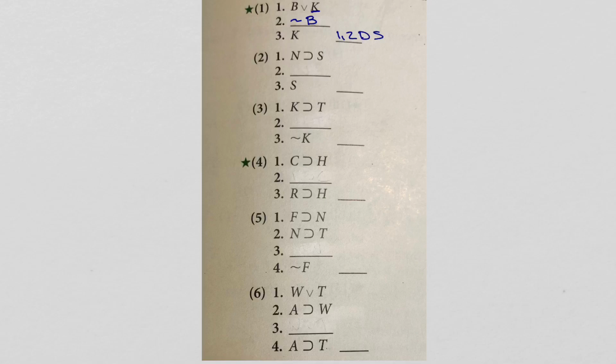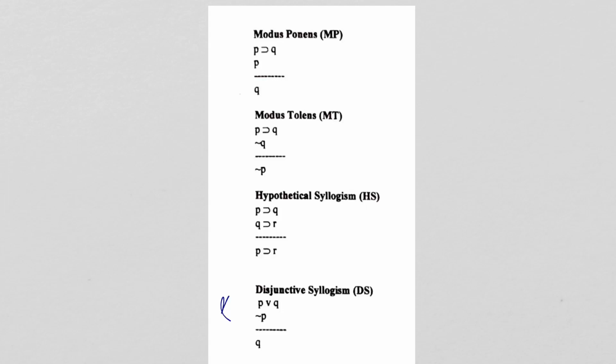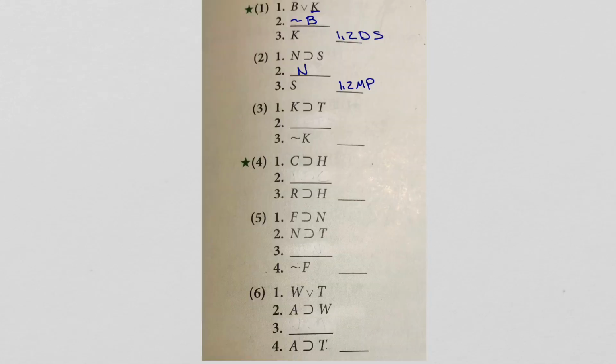DS. Okay? So, second one, we have if N, then S, then we have a question mark, but they want us to derive S. And this one should be pretty straightforward. We just need N. And we're going to use 1 and 2 modus ponens. So, look right here, you have if P, then Q. You're given P, you get Q.